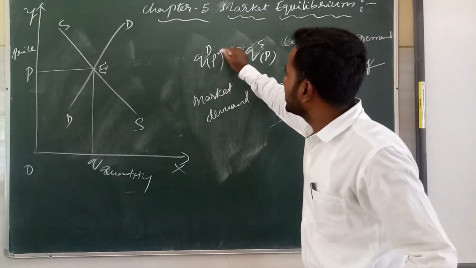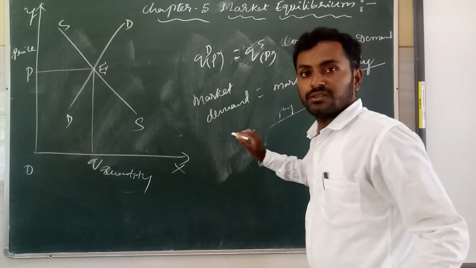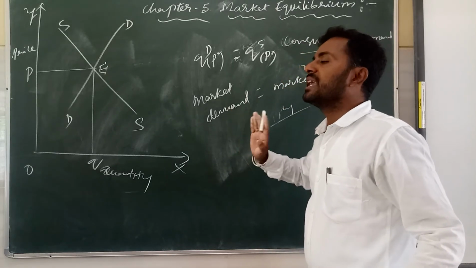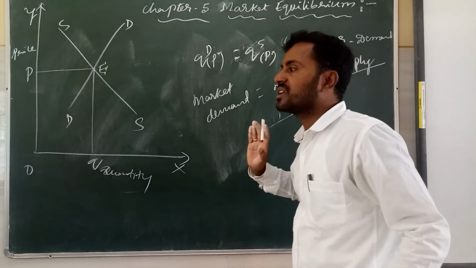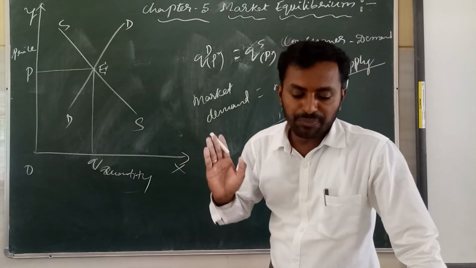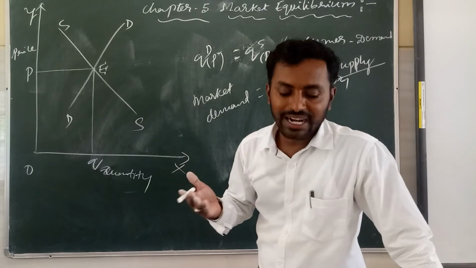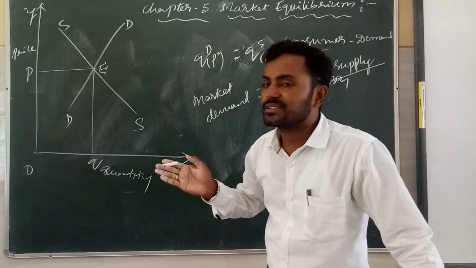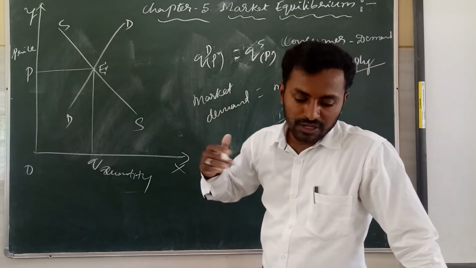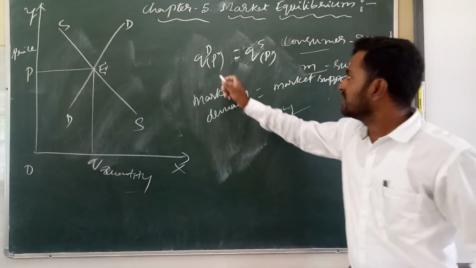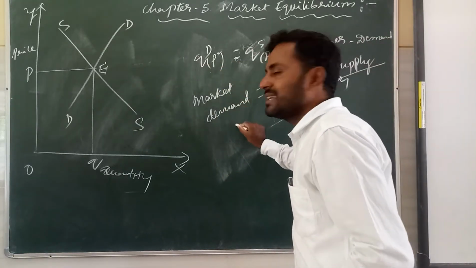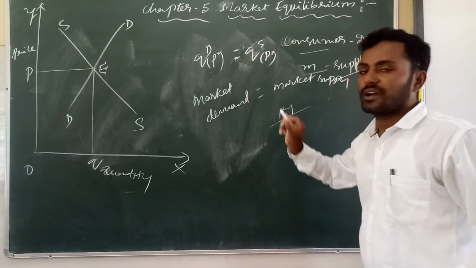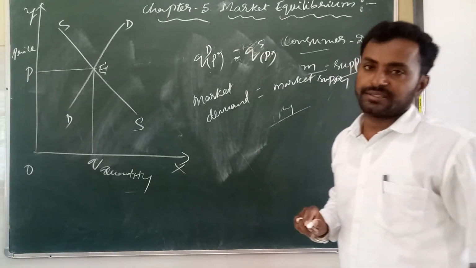Both QD and QS have P. What do you mean by P? P denotes the equilibrium price. QD and QS denote the market demand and market supply of the commodity, respectively, at the price P. QD means quantity demanded or market demand. QS means quantity supplied or market supply. P denotes the equilibrium price.